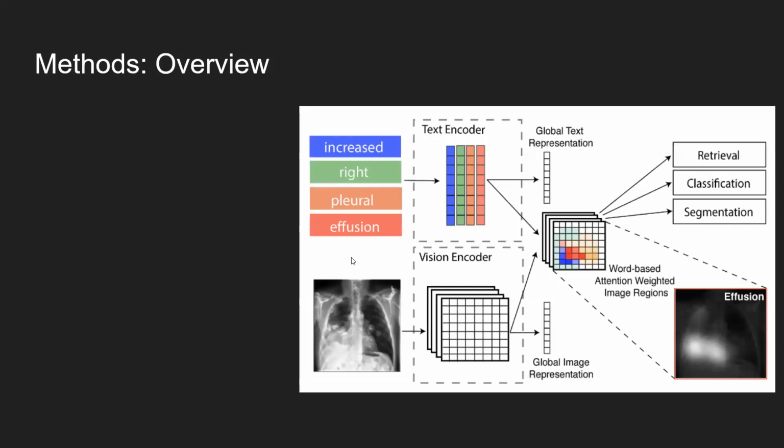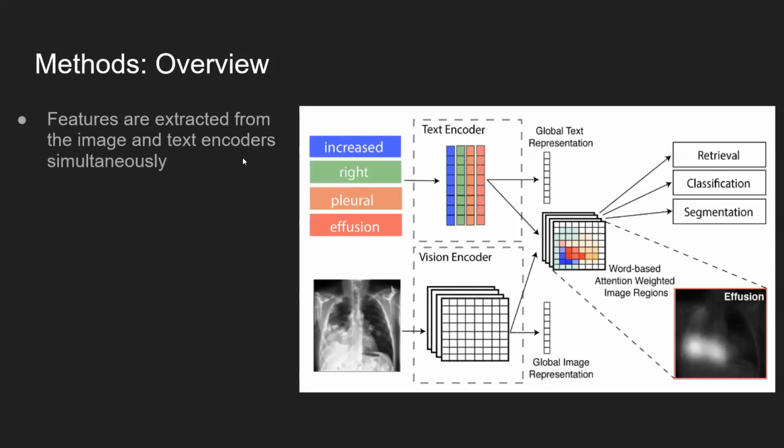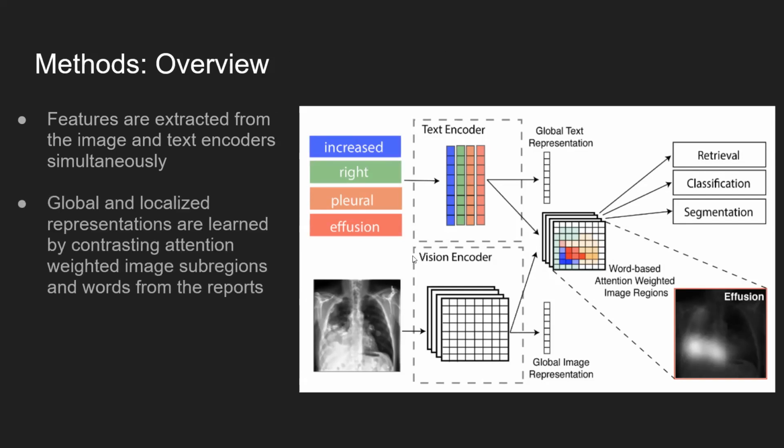So as an overview of their method, the features are extracted from the text and vision encoder simultaneously. The global and local representations are learned by contrasting attention-weighted image subregions and words from the report. And then they are applied to downstream tasks, with retrieval, classification, and segmentation being the primary ones.